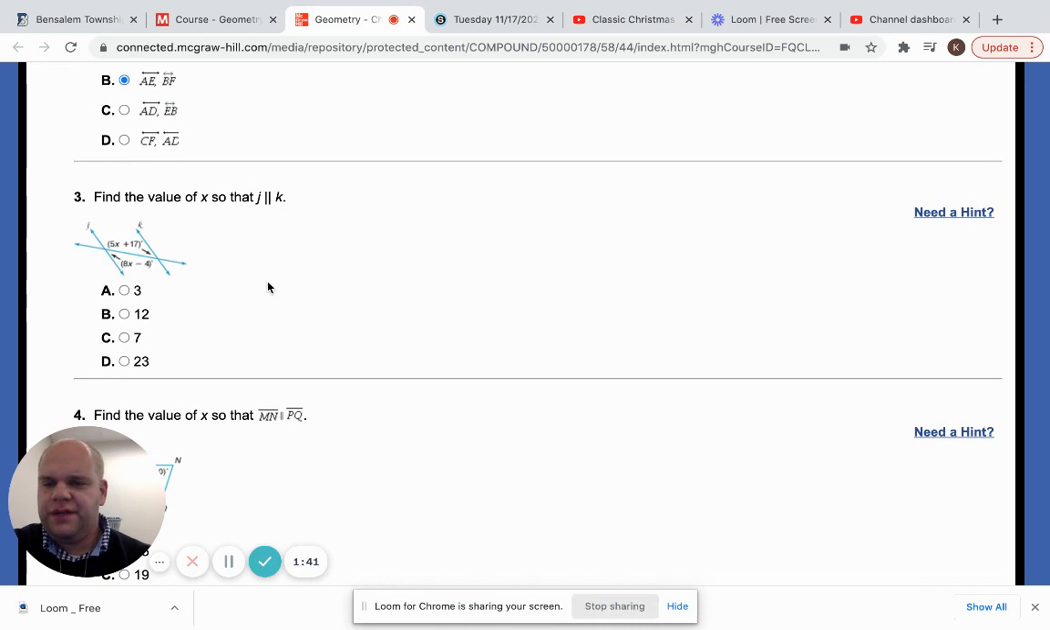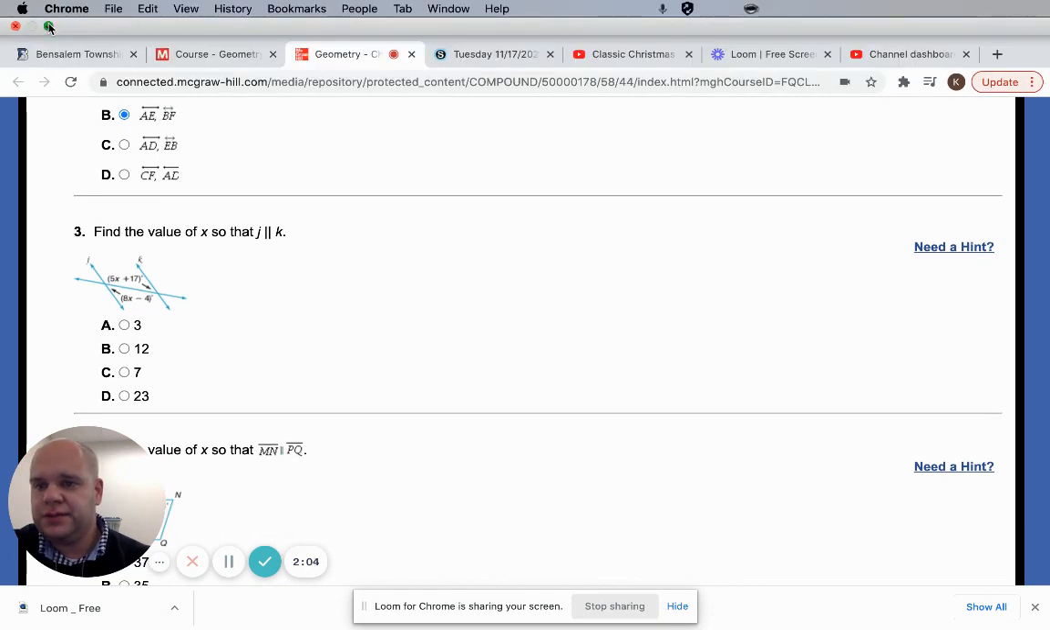So find the value of X so that J is parallel to K. All right, so as you can see, here's J, here's K. This must be the transversal. Therefore, these are alternate interior angles, and for them to be congruent, that would mean that 5x plus 17 would have to equal 8x minus 4, and we'd have to solve it.